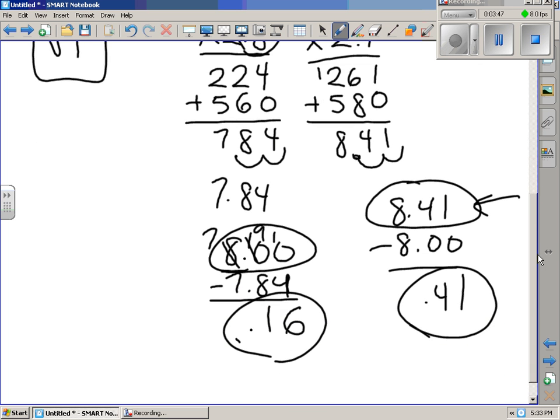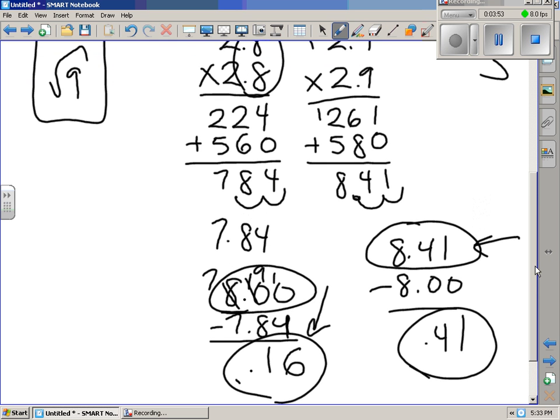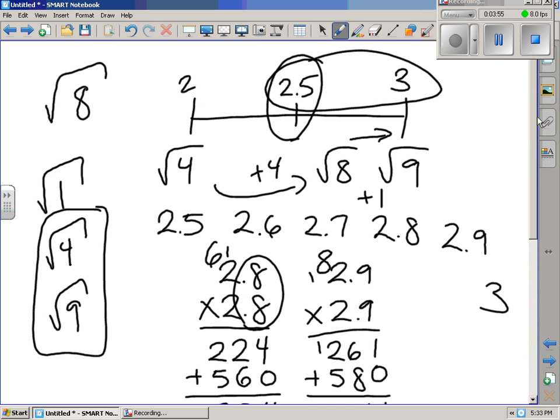There's no reason to multiply 2.7 times 2.7 because 7.84 is already too low. But it's going to be close enough because we're only estimating to the nearest tenth. So the square root of 8 is 2.8.